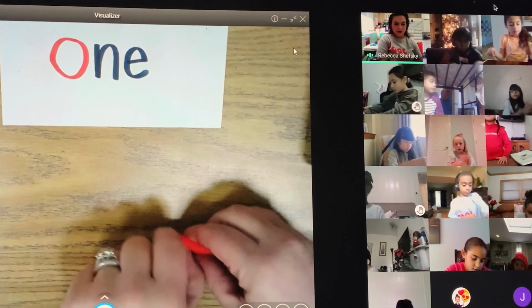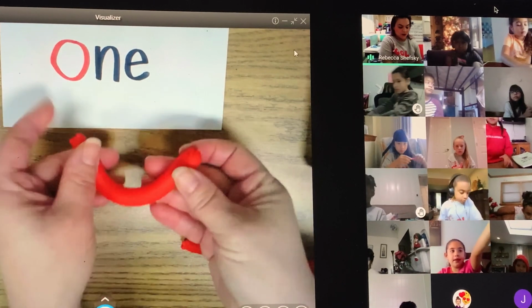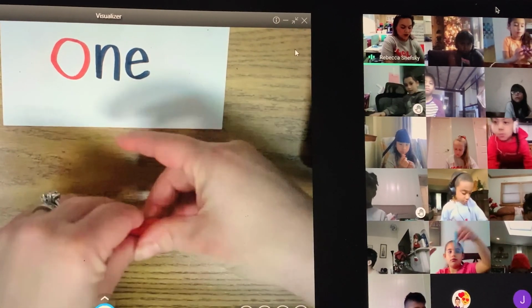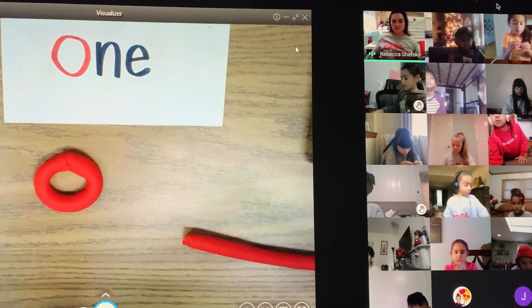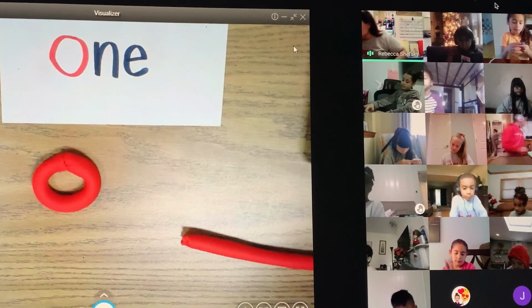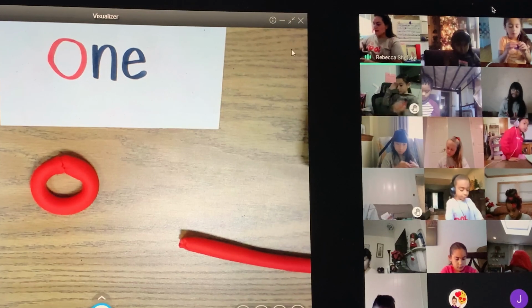I'm going to break off part of my Play-Doh and start by making the letter O, a lowercase o, for one. Okay, so you guys do that too. That's our first letter in the word one.